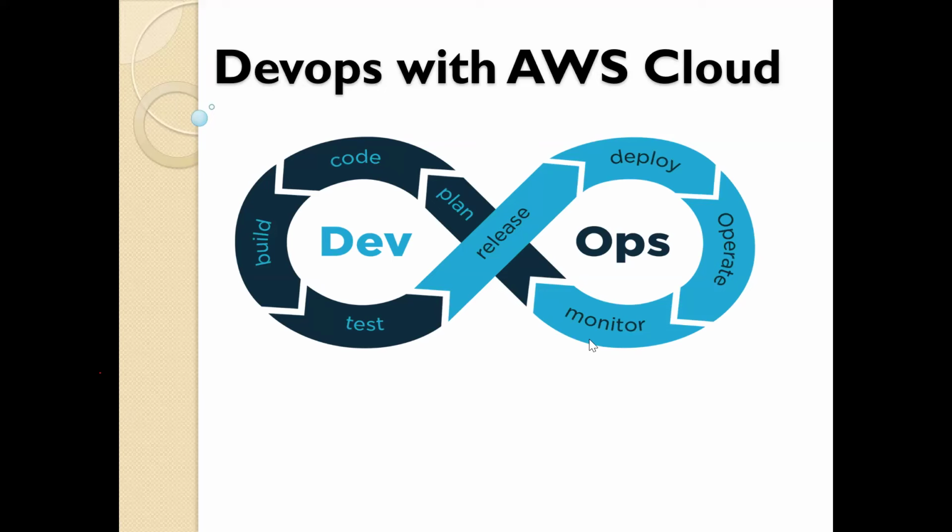DevOps is a combination of two words. One is development and the other one is operations. So we will understand what is actually the meaning of DevOps. We'll try to understand what is actually the meaning of DevOps.